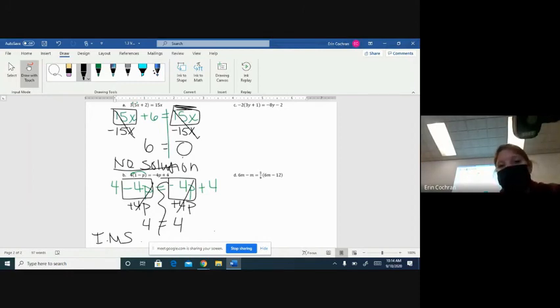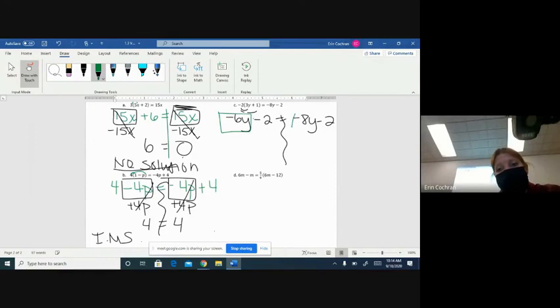Distribute. So negative 2 times 3y, negative 6y. Negative 2 times 1, negative 2. And we have equals negative 8y minus 2. Now, as I look at my y's, are they the same or different? They're different, right? So will they cancel out? Will they cancel out if they're different? No, they're not going to cancel out.